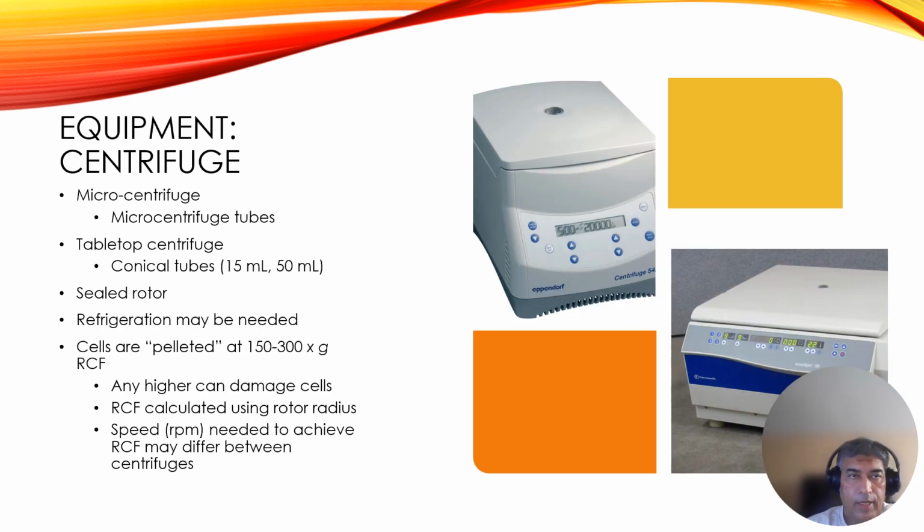Other equipment includes centrifuges: microcentrifuges that hold microcentrifuge tubes, and tabletop centrifuges for conical tubes of 15 to 50 ml. Those are required for sedimentation of the cells. A sealed rotor or refrigeration may be needed for some cell types. Cells are pelleted at 150 to 300 g RCF; any higher can damage cells. RCF is calculated using the rotor radius. The speed in RPM needed to achieve a given RCF may differ between centrifuges.